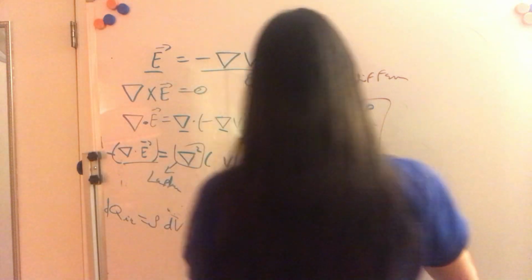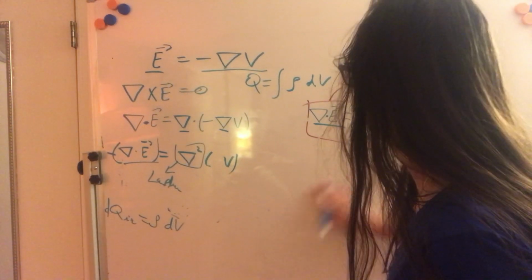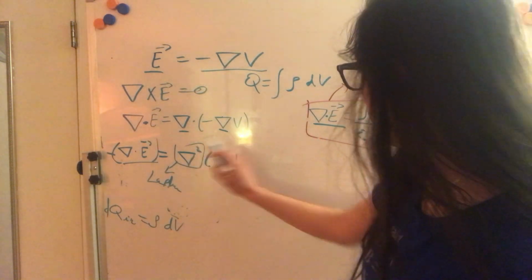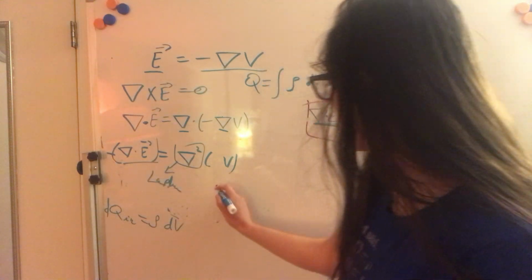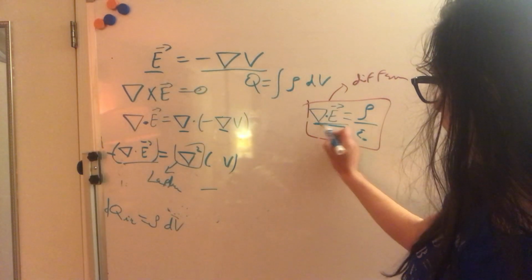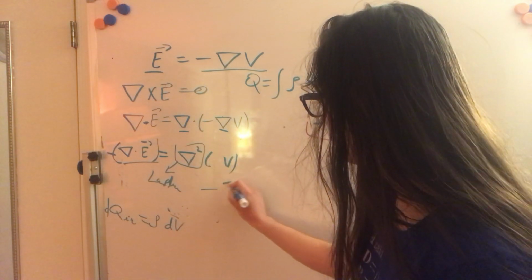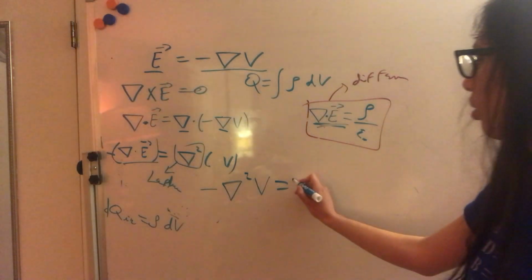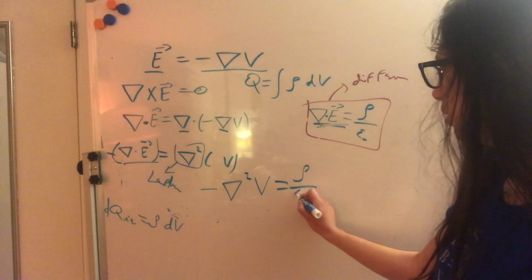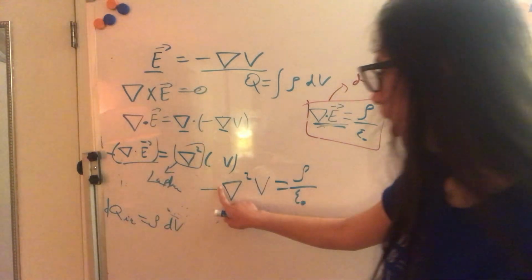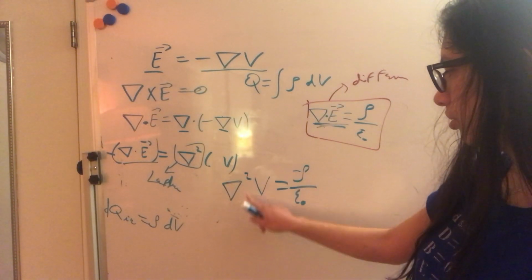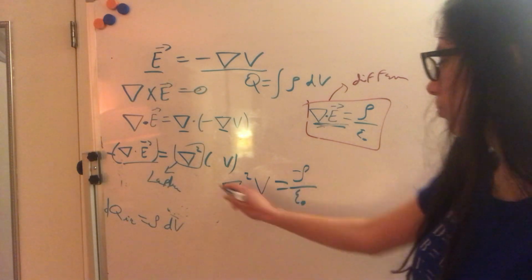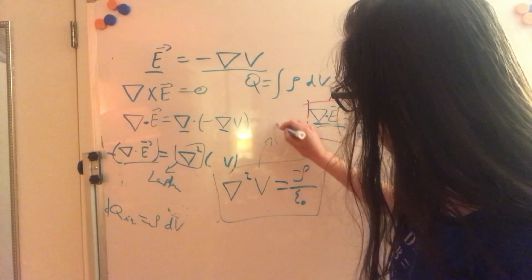So here we will substitute. We have the negative of this is this. So the Laplacian operator on the voltage is equal to the charge density divided by epsilon naught. Then we can switch signs, and we have that the Laplacian operator on the voltage is equal to the negative of the charge density divided by epsilon naught, and so this is Poisson equation.